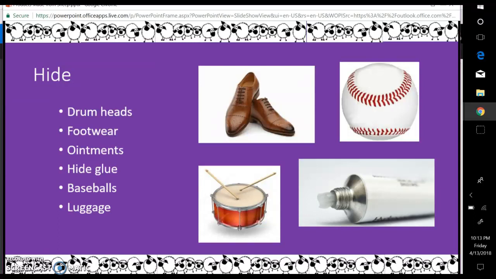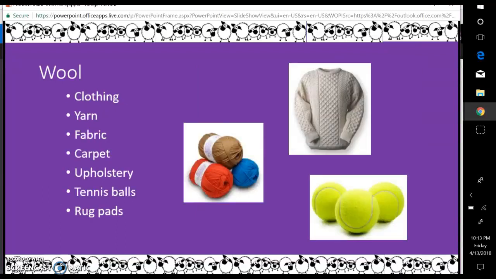To begin, we're going to talk about the hide. The hide, or the skin, can be stretched out, tanned, and dried to be created into drum heads, footwear, ointments, hide glue, baseballs, and luggage. All of these, I guarantee, you've at least used once in your lifetime.